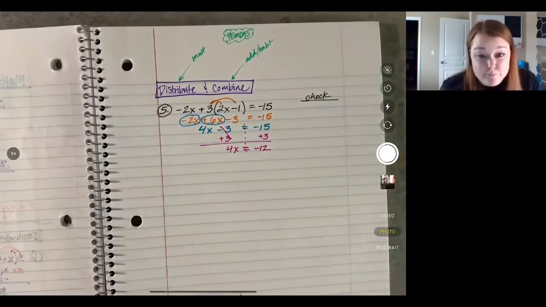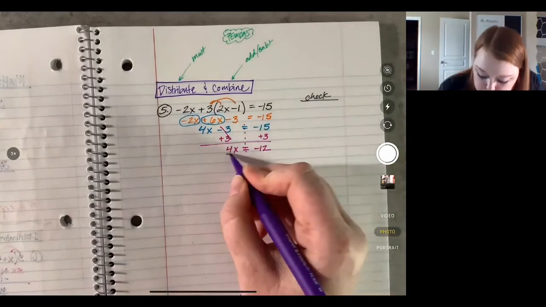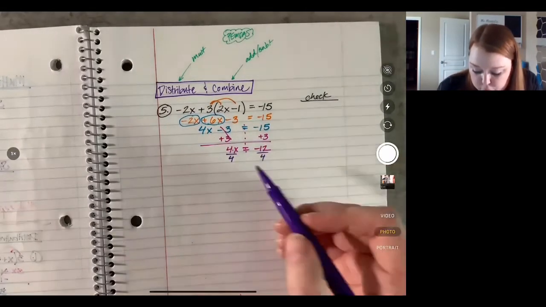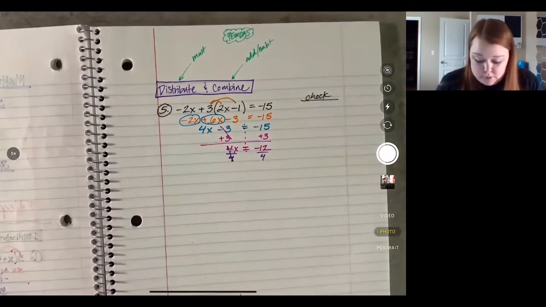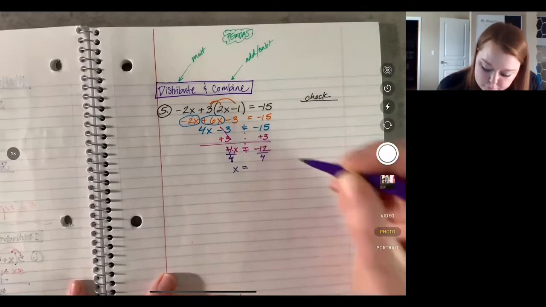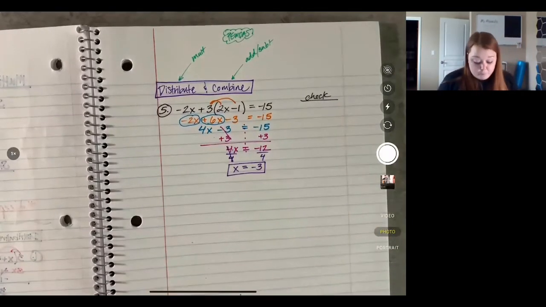Not quite done yet. Got to get x by itself. So I'm going to divide by the 4 on both sides. 4 divided by 4 is 1, and 1 times x is just x. Negative 12 divided by 4 is negative 3.